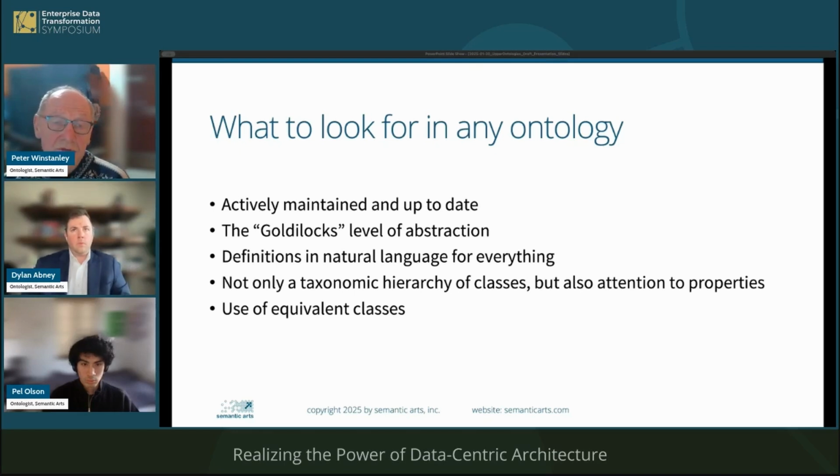Make sure that there is not only a taxonomic hierarchy of classes, but also pay attention to properties, including things like disjoints and so on, and that there has been some use of equivalent classes to enable you to infer things into a class and to help you better define the class entities that you have within the ontology. And I think that takes us to the end of our presentation.